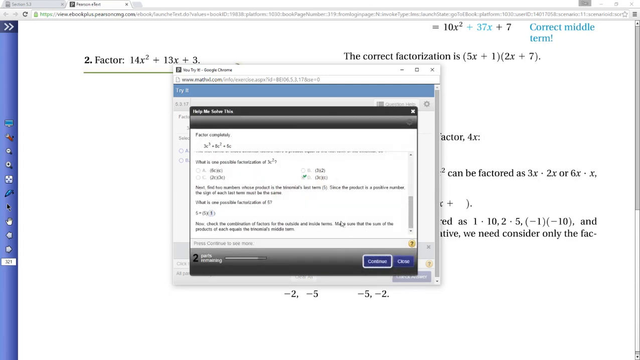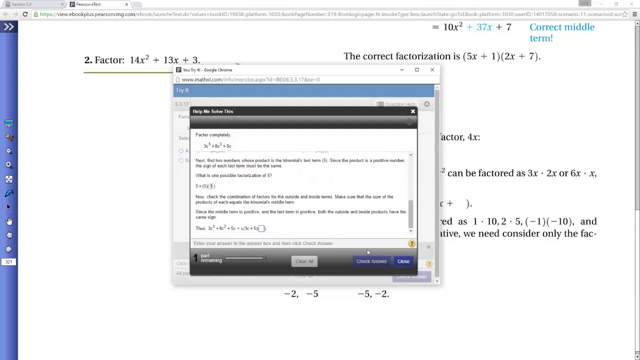It says now check the combinations of factors for the outside and inside terms. In other words, we want this middle part here, this 8c squared, 8c really, because we took out the common c. I want that inner and outer to add up to 8c. And that's what they start checking.